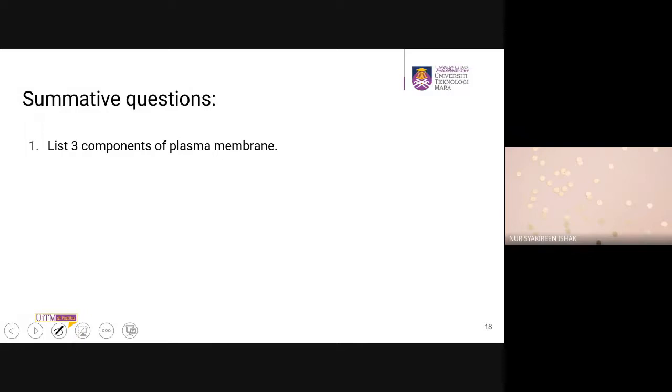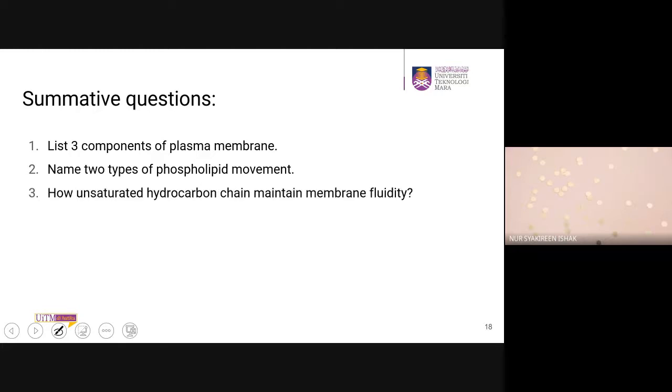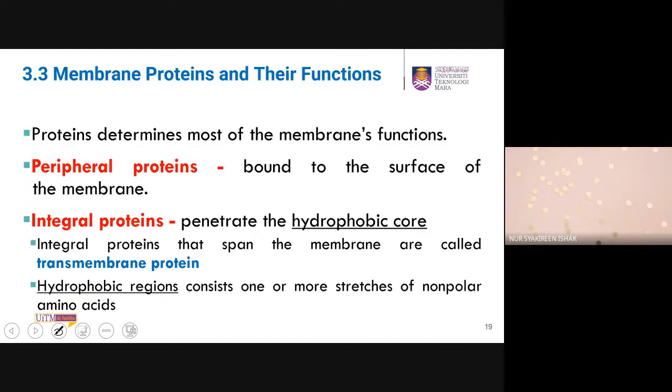Summative question, these three components of plasma membrane. This one you please do on your own. Please, three components of plasma membrane. Ini untuk punya revision lah. So name two types of phospholipid movement. Number 3, how unsaturated hydrocarbon tails affect membrane fluidity. So number 3, remember it only applies for plant cell. So next is membrane function and membrane protein and their function.